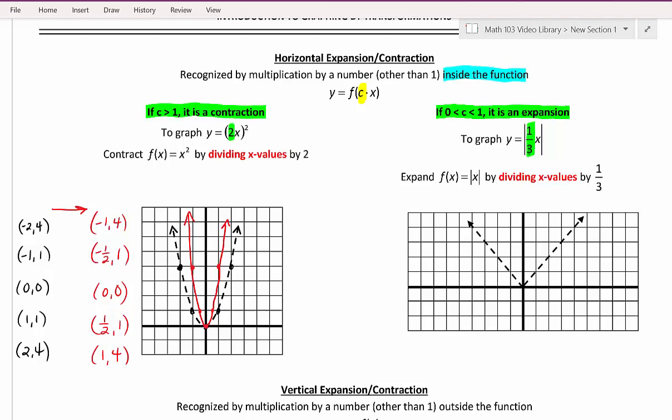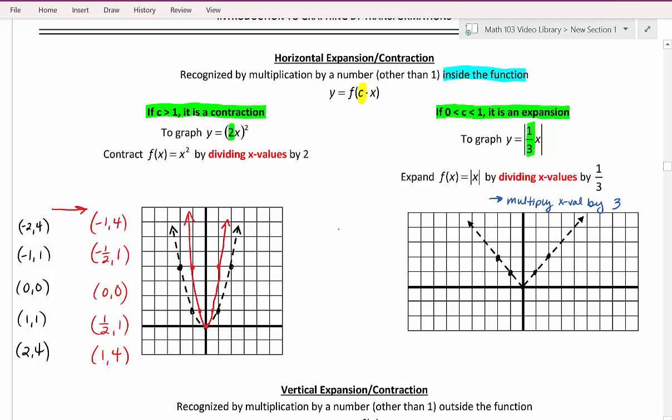We are going to divide all the x values by that c. But the reason it turns into an expansion is we're dividing by 1/3. When dividing by a fraction, you multiply by the reciprocal. So really, we're going to end up multiplying by 3. That causes the expansion. I'm going to write out my 5 points and then multiply all the x values by 3.